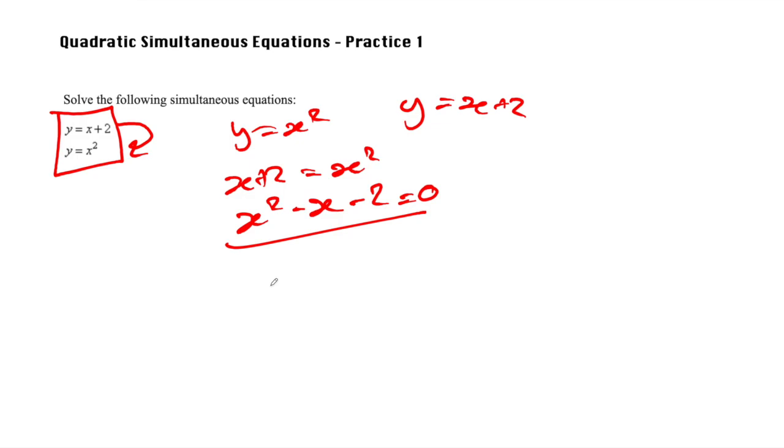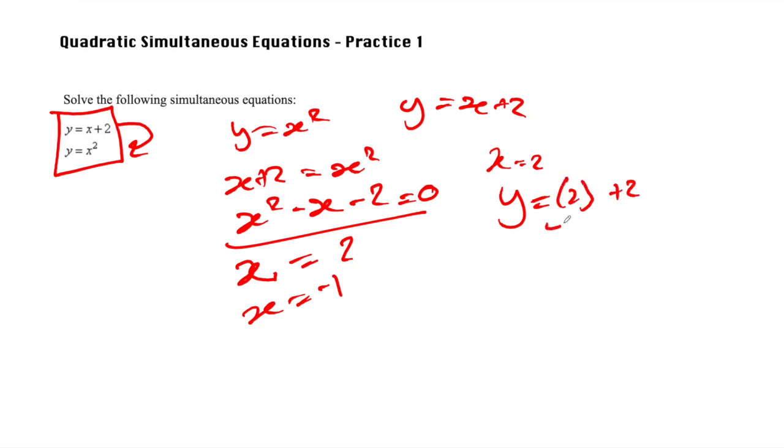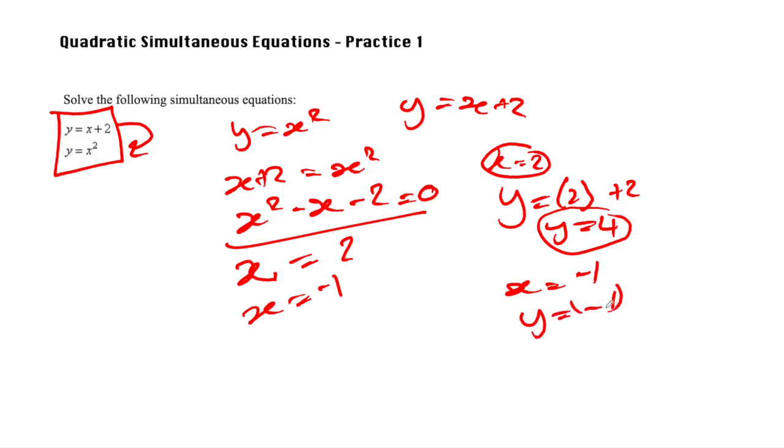And the answer for that is x either equals 2 or x equals minus 1. Then you sub the x value back into one of these equations. So for x equals 2, y equals x plus 2, so sub in 2 plus 2, so y equals 4. So that is one pair. Now for x equals minus 1, y equals minus 1 plus 2, y equals 1. So there are our two pairs of solutions for those two equations.